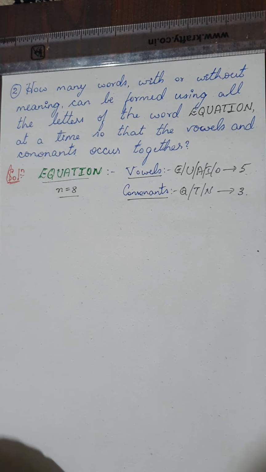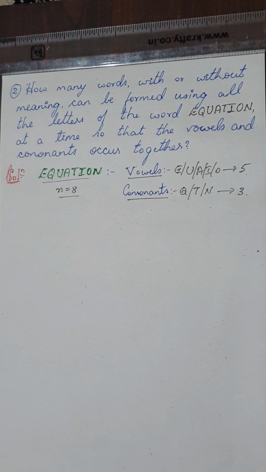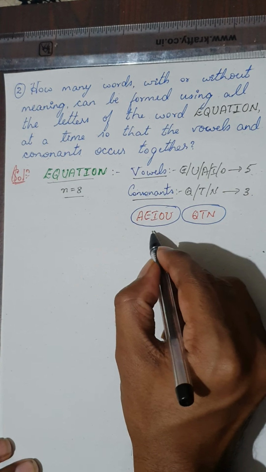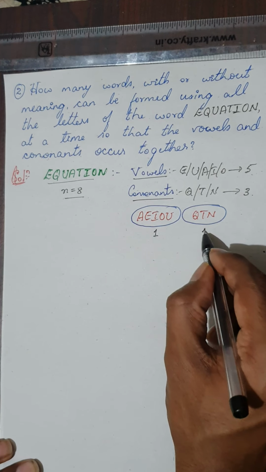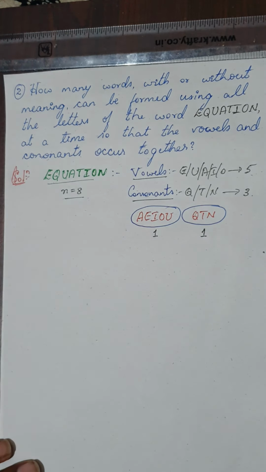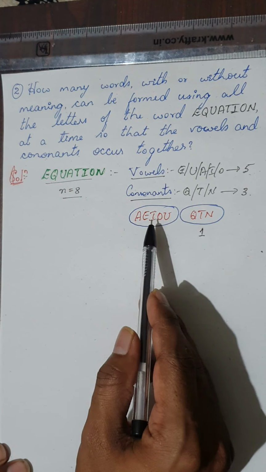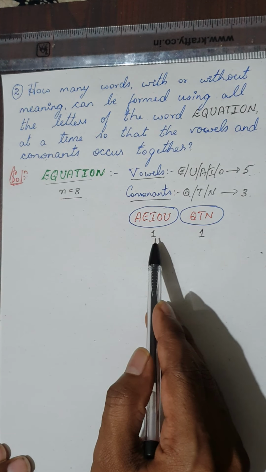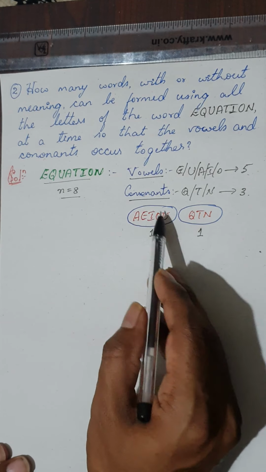So that means you have to treat all the vowels as one letter and the consonants as one letter. Please note it down. So the entire vowels A, E, I, O, U are treated as one letter, and the 3 consonants can be treated as one letter. Therefore, here you have just 2 letters, the vowel set and the consonant set. So 2 letters can be arranged in 2 factorial ways, isn't it? Is it clear?